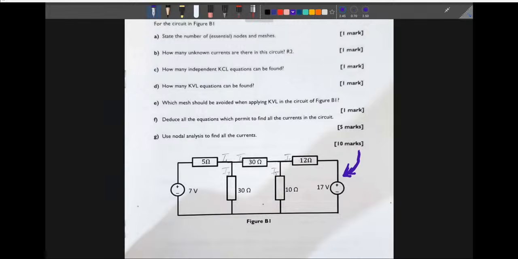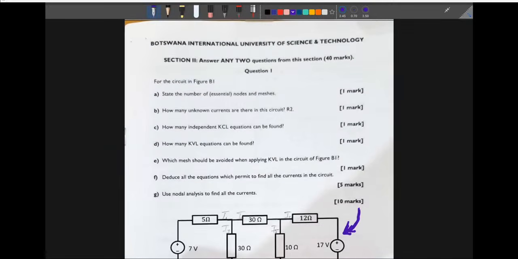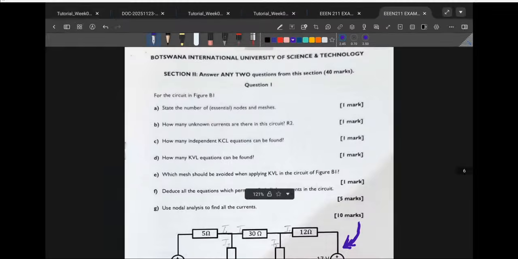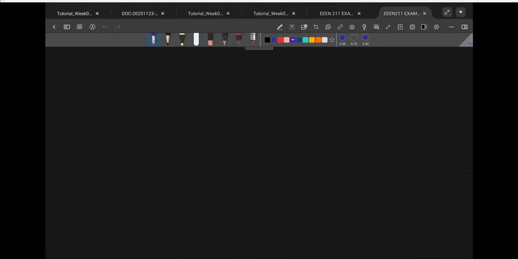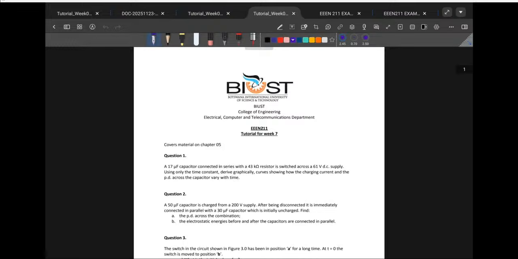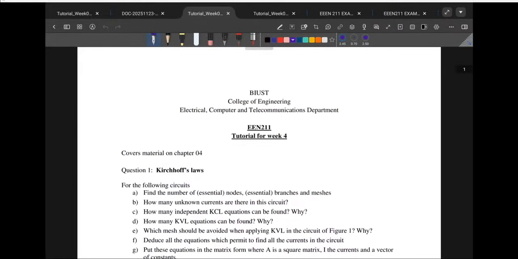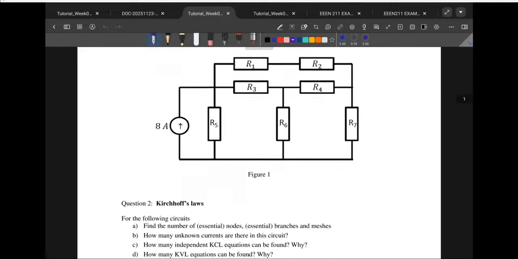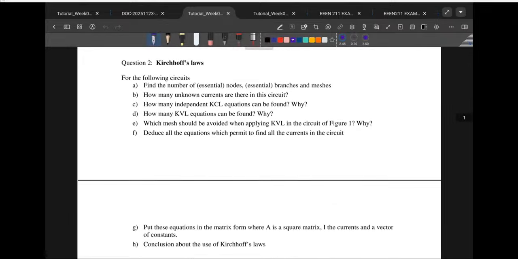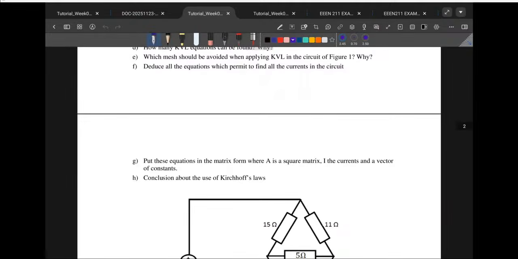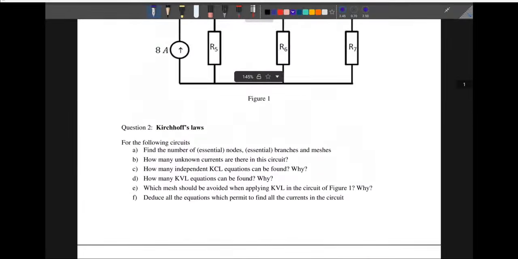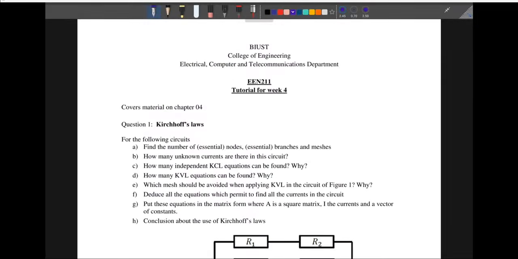Like if we do for KVO and KCO, let me try to find the tutorial. I think I have it. This one. Okay, good. Let's talk about it real quick, okay? Let's talk about this tutorial. I'm sure one of these questions should come.